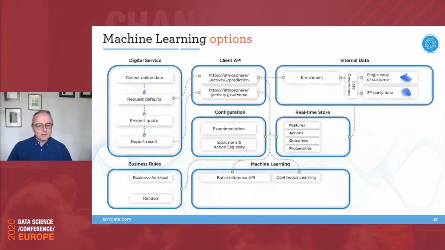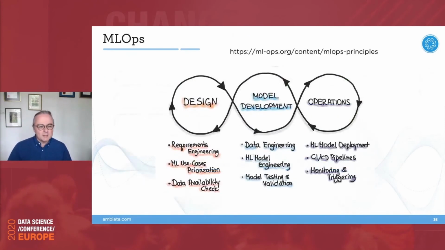So we've really started to build out our architecture here. Here we now have 3 different options. We can run business rules, batch inference, or continuous learning. But how do you actually run these things in production? Now, it turns out to do continuous learning, you need a rock-solid MLOps framework.